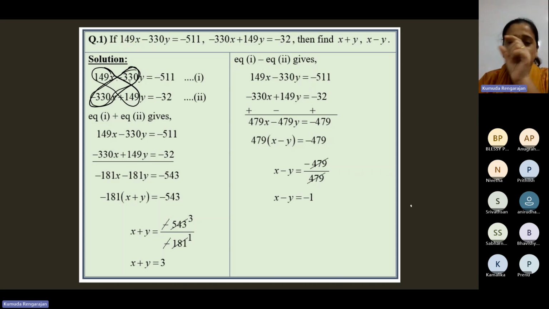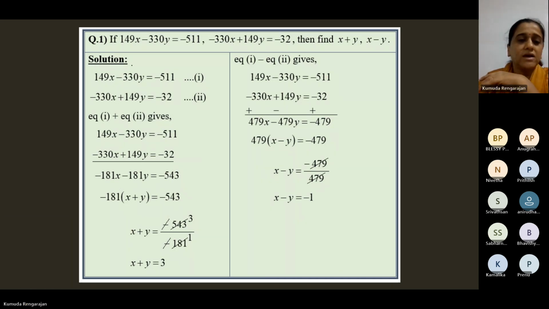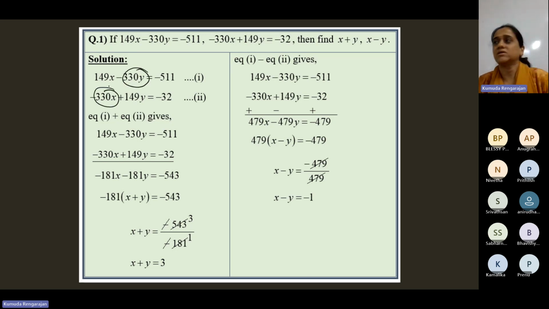That number, 149, 330. So here it is 149x. Here it is 149y. In the first equation, it is 330y. In the second equation, it is 330x. So the coefficients are exchanged.